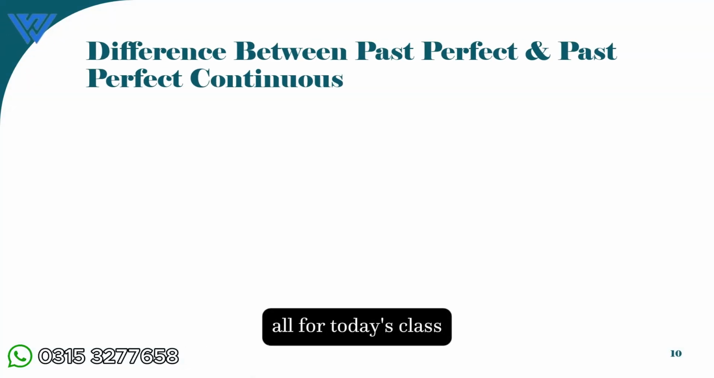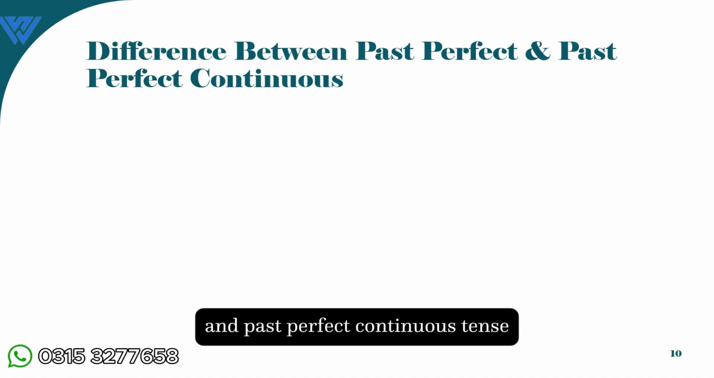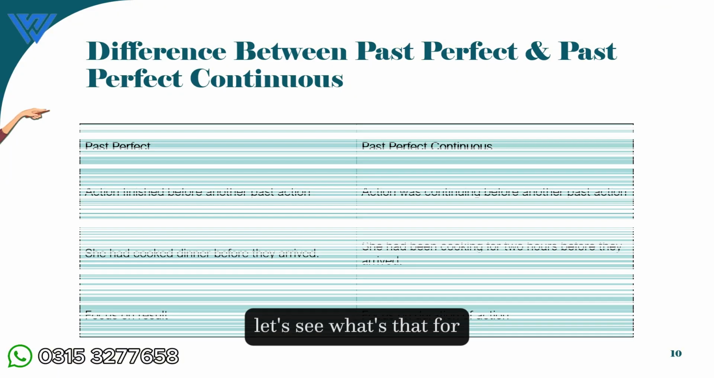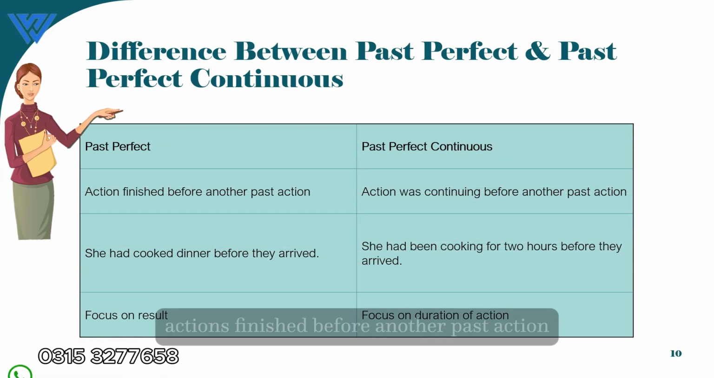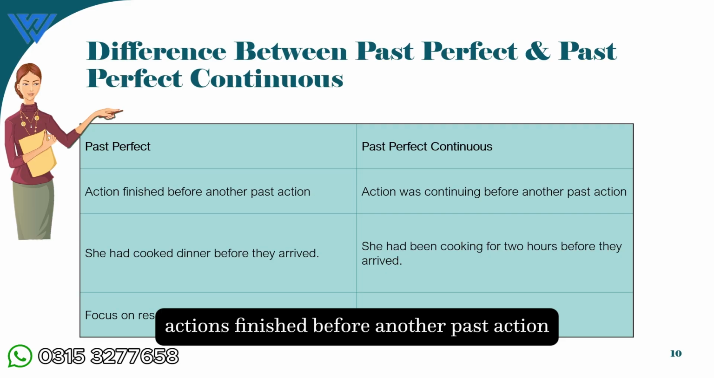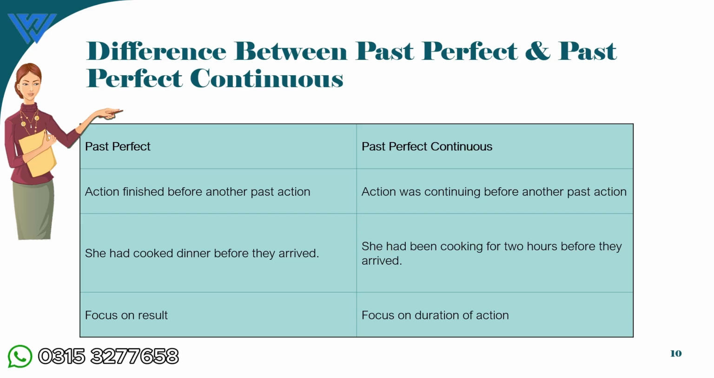There's a difference between past perfect and past perfect continuous tense. Let's see what's that. For past perfect tense, actions finished before another past action. एक past action से पहले दूसरे actions खत्म हो चुके हों तो हम past perfect tense यूज करते हैं. अगर action continued हो before another past action तो फिर हम past perfect continuous tense यूज करेंगे.